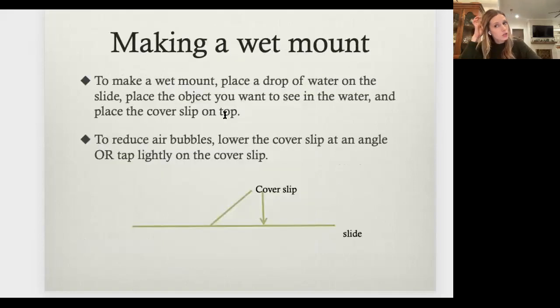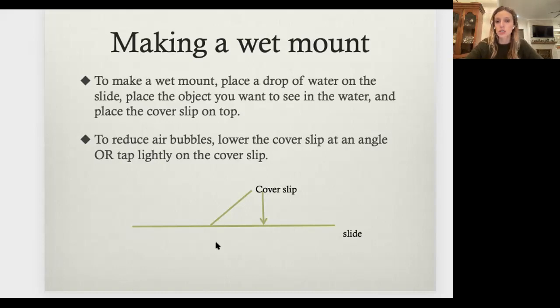So making a wet mount, just title this wet mount, all right? To make a wet mount, I basically just want you to redraw this picture right here. You're going to have your glass slide. Then you're going to place a drop of water on your glass slide. And then you're going to have your little glass cover slip, this really itty bitty little piece of glass. You're going to put it down at an angle. So if here's my pen and my hand is the glass slide, you're going to put it down at an angle and then let it drop onto it. So you basically minimize your air bubbles.